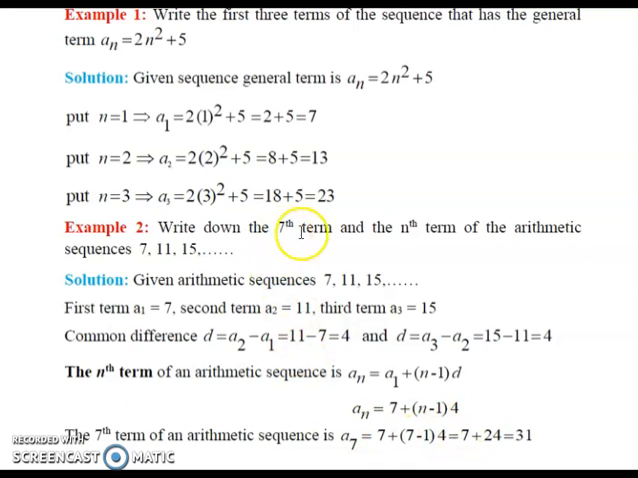We have to find the seventh term. So in this nth term, substitute n equal to 7. a7 is equal to 7 plus 7 minus 1 multiplied by 4. That equals 7 plus 7 minus 1, 6. 6 multiplied by 4, 24. 7 plus 24 becomes 31. This is the seventh term of the given arithmetic sequence.